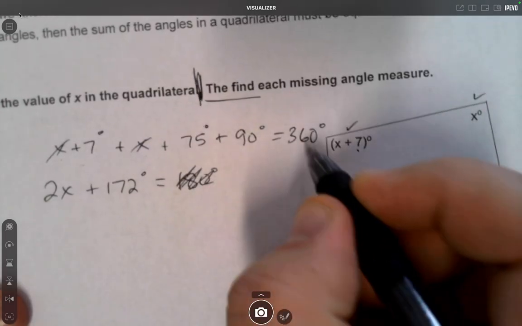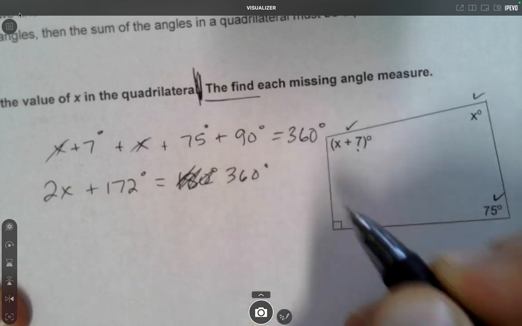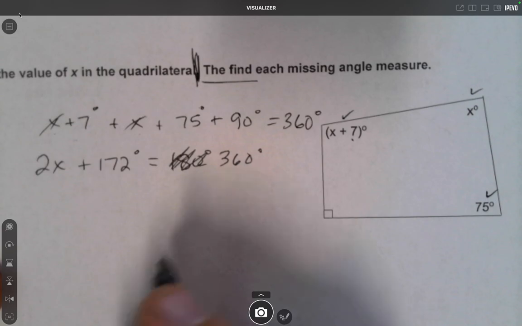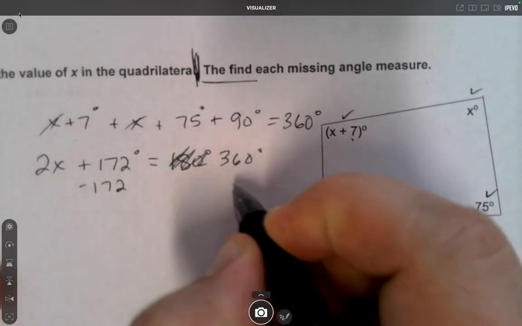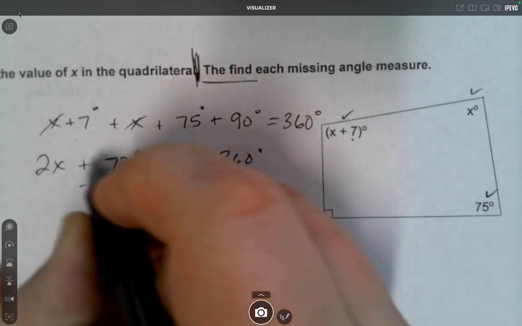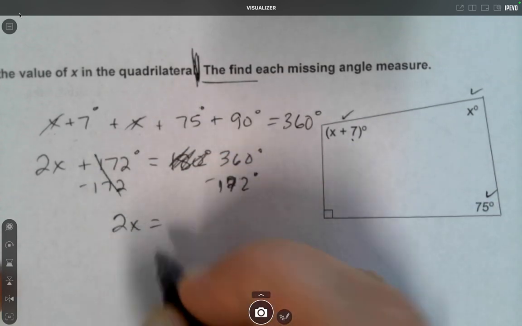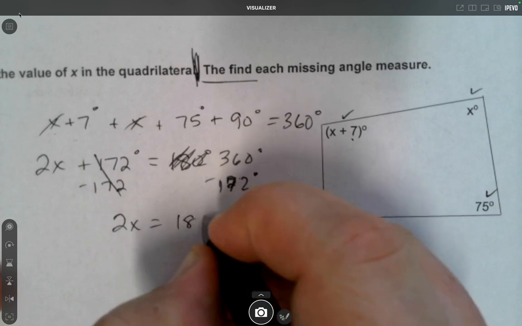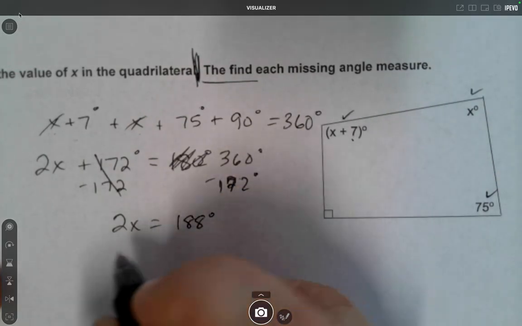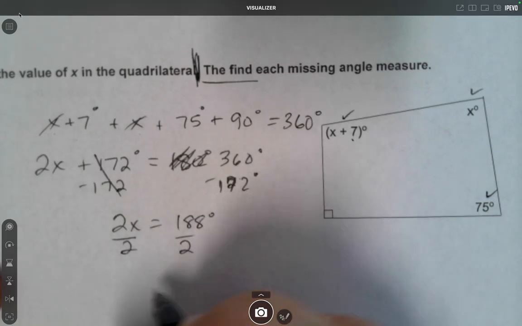Sorry, wrote the wrong thing there. 360. So then I subtract 172 from both sides. That gives me 2x is equal to 188 degrees. And I'm fine with using a calculator on these. Then we divide both sides by 2, and we find out that x is equal to 94 degrees.